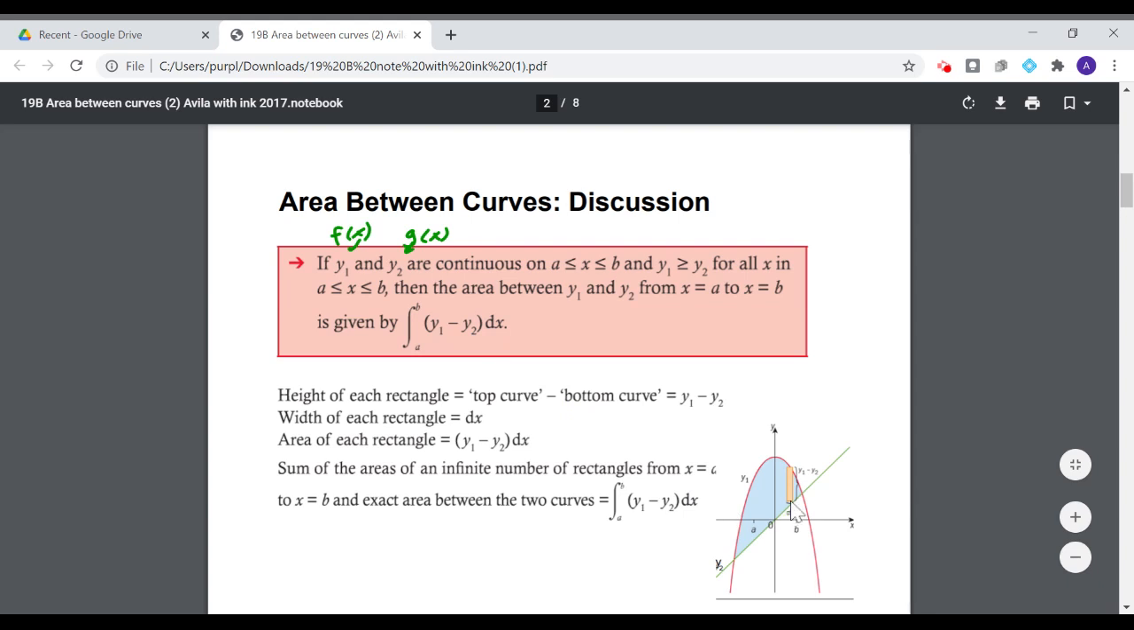Okay, so think of it like there's a bunch of small rectangles that we're placing in this blue area that we want to find, and the width of each rectangle is represented by dx. The height of each rectangle is represented by the difference between the top curve and the bottom curve. And the area of each rectangle then is y1 minus y2 times dx. If we make an infinite number of rectangles, with a very, very small dx, making many, many rectangles, then that should approximate the area of the curve nicely. Okay, that's essentially the idea.